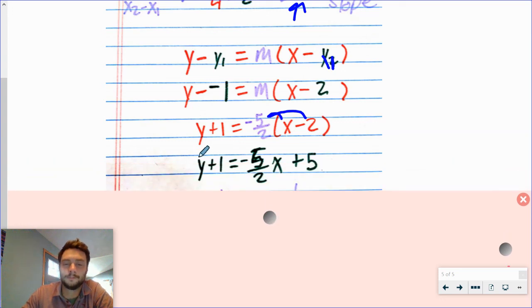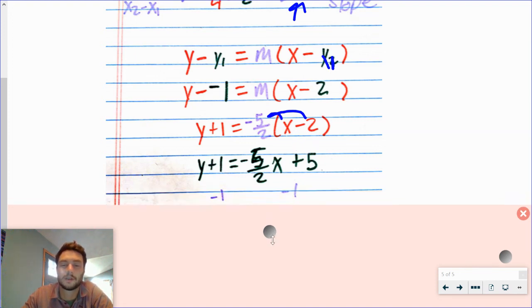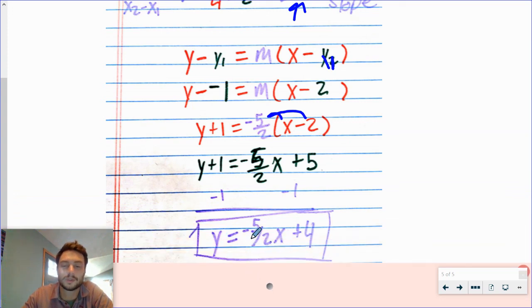If we do that, y plus 1 still is equal to -5 halves times x, which is just -5 halves x. That didn't change. That's the same as like 2 times x is 2x. We're just kind of putting that with the variable. That's okay. And then -5 halves times -2, once again, essentially the bottom here cancels out and we get a +5. Negative times a negative is a positive 5. Cool. So then we just need to subtract 1 on both sides. Subtract 1 on both sides, you end up with y equals -5 halves x plus 4.